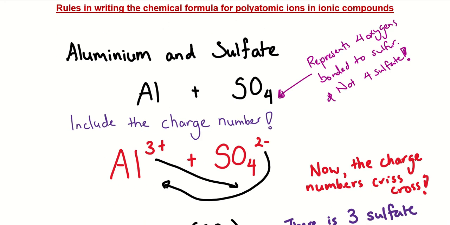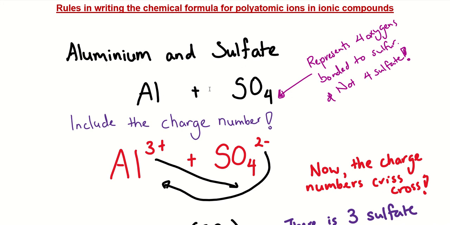The next example we're going to go with is writing out ionic formulas, but for polyatomic ions. So polyatomic ions, something like sulfate, is something that's made from multiple atoms. Okay, so that's an example of a polyatomic ion. Firstly, same as always, write out the names, write out the symbols. So aluminium is Al, sulfate is SO4.